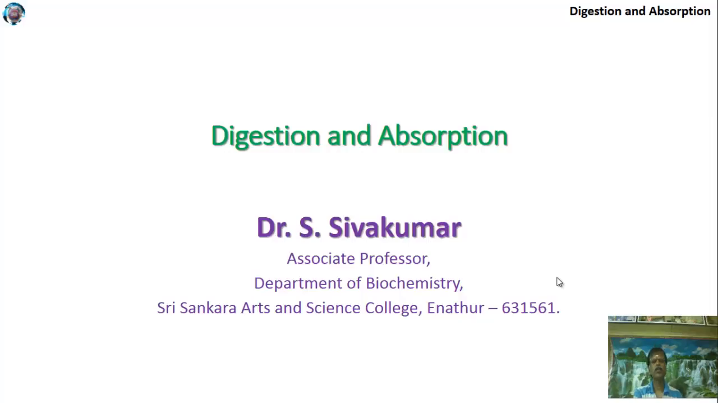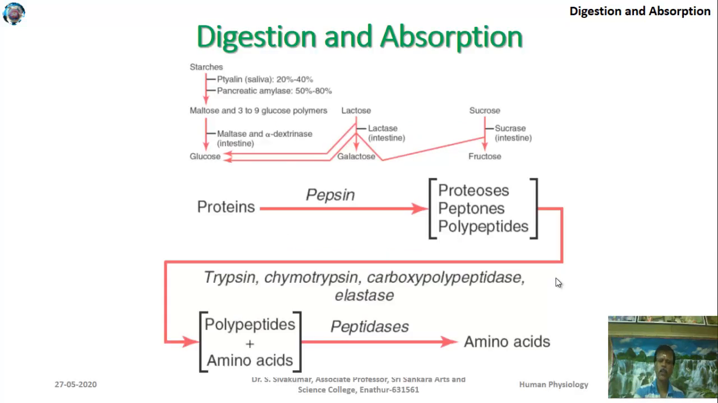I welcome you all to the second section of the first unit topic of physiology, human physiology. The second section of the first unit is titled digestion and absorption. Here we are going to see how our digestive system digests the material that we ingest through food, and how the materials present in the digested substances get absorbed. We are going to see that in this particular presentation.